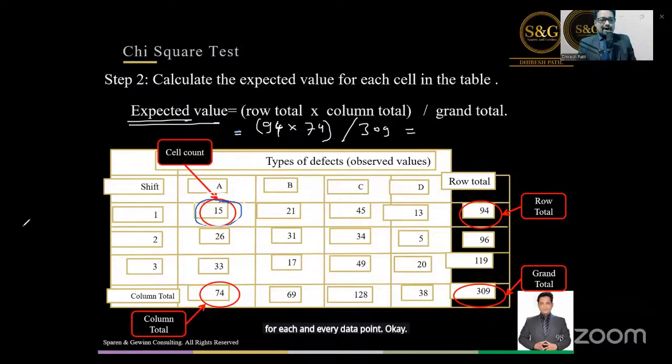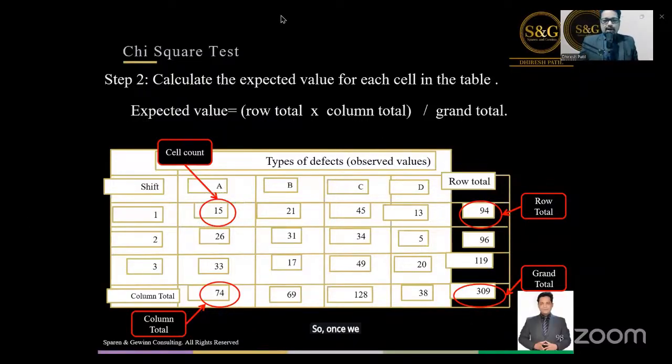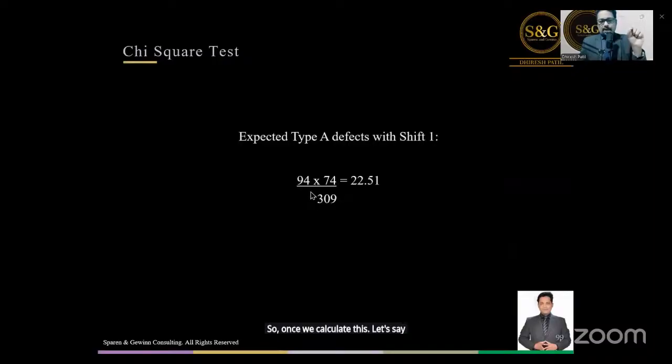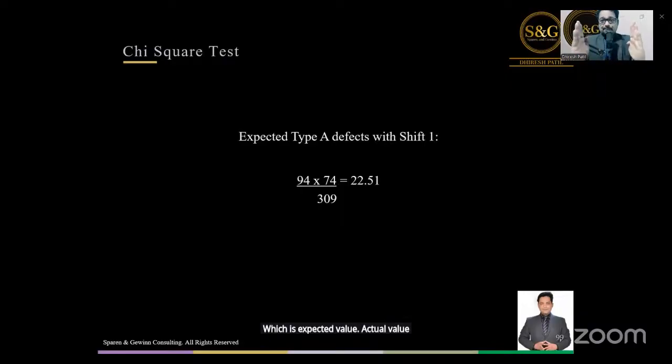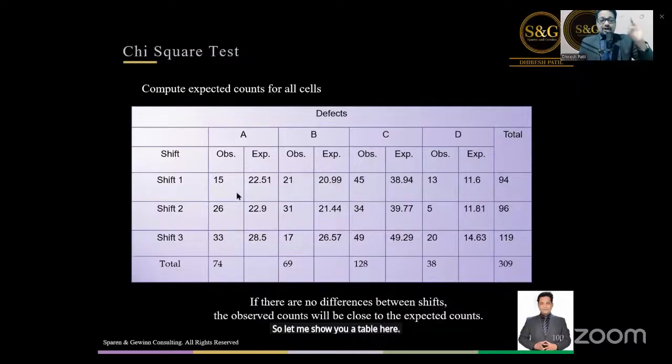So let's move ahead after understanding this. Once we calculate this, here we go. 94 row total, 74 column total, divided by 309 grand total equals 22.51, which is the expected value. Actual value is 15, expected is 22.51. So let me show you a table here. They have calculated the expected value for each and every actual value. You can see here.